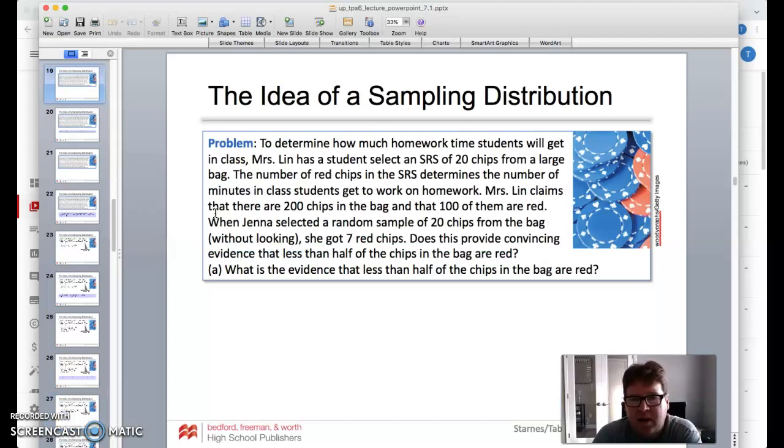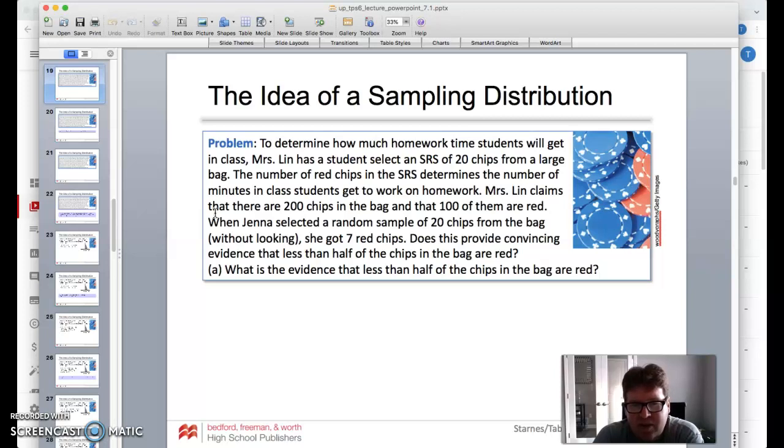Now, let's take a look at this. Determine how much homework time students will get in class. Mrs. Lynn has a student select a simple random sample of 20 chips from a large bag. The number of red chips in the simple random sample determines the number of minutes in class students get to work on homework. Mrs. Lynn claims that there are 200 chips in the bag and that 100 of them are red. When Jenna selected a random sample of 20 chips, she got 7 red ones. Does this provide convincing evidence that less than half the chips in the bag are red?